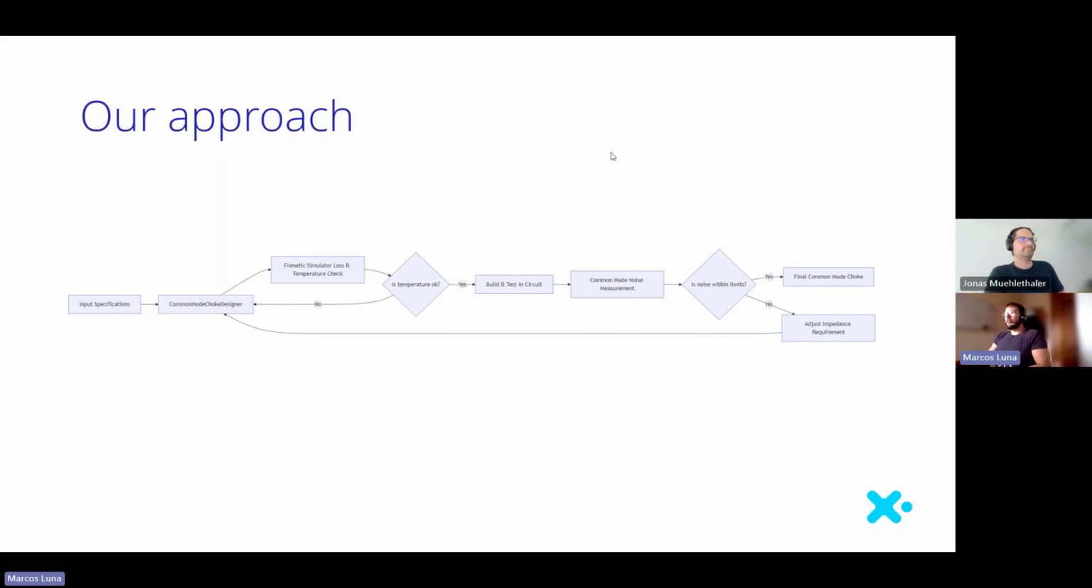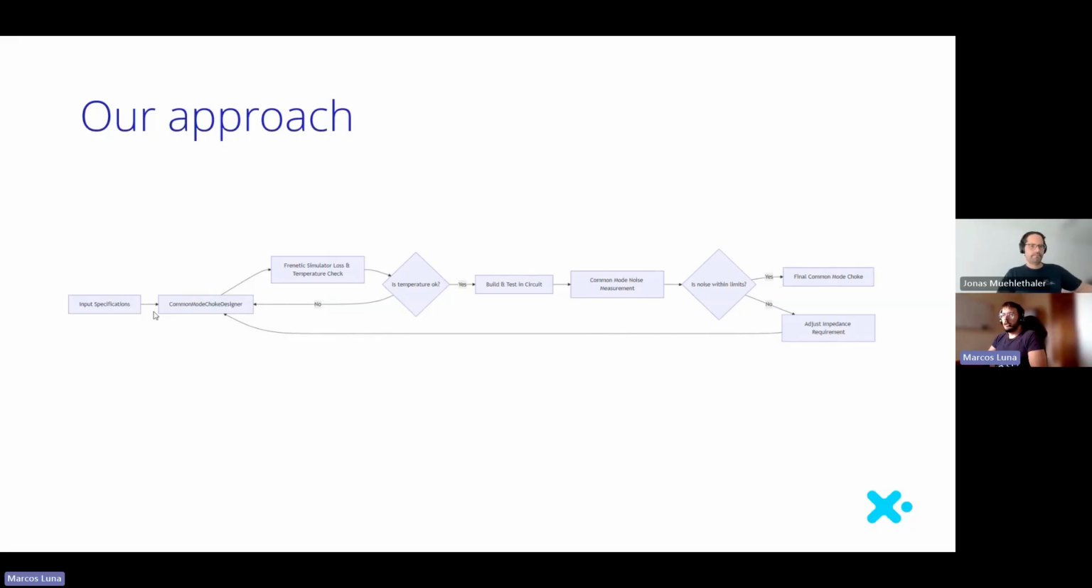Perfect. Yeah, thank you, Jonas, for the theoretical explanation of the common mode chokes. So what we have developed during these weeks is a feature. For the moment, it's in beta version, let's say, and it's called Common Mode Choke Designer.